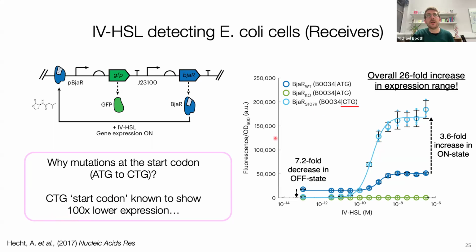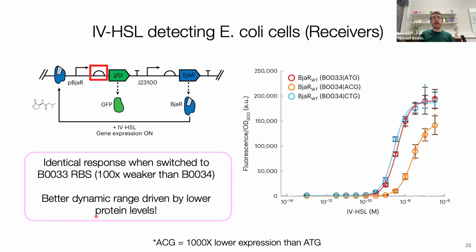CTG is shown to have 100 times lower expression than ATG. And so what we then did is, well, can we just change the ribosome binding site to a 100 times weaker ribosome binding site? We did that, and we got identical activity, showing that it is this problem of having better dynamic range just by lowering the amount of protein, the BJR protein, that you're making. Right, really fascinating stuff, I thought.